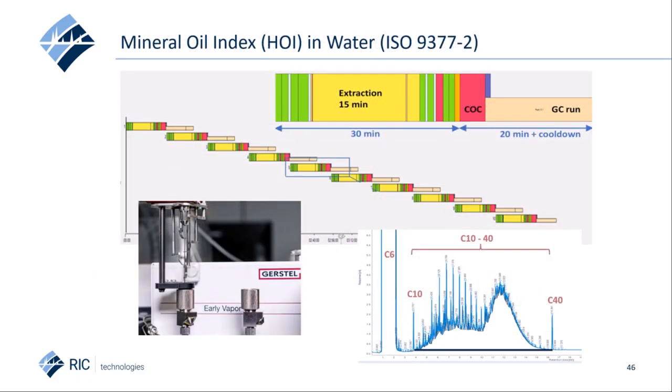Another typical application for this type of LVI injection by column early vapor exit is the determination of the mineral oil index in water following the ISO 9377-2 norm. Here, the early vapor exit enables us to inject a high amount of sample extract in hexane in order to achieve the low limit of 100 ppb in water and at the same time avoiding discrimination, as by injecting this way, the mineral oil content between C10 and C40 is completely transferred to the analytical column.